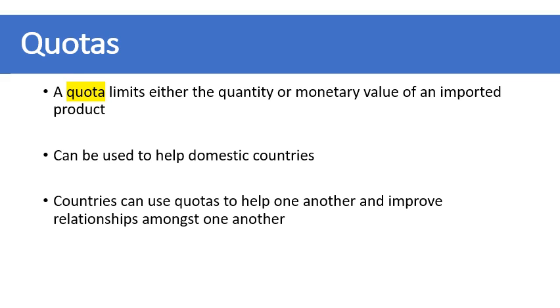So countries can also use quotas to help one another and improve relationships amongst one another. Maybe there are certain industries that a country wants to help domestically. They can make an agreement with one of their major trade partners and say, look, we need to place a quota on this particular item for maybe a year, and that's going to help out our domestic companies in our country. Then the country that is doing the imports may say, well, we'll do that for a year just because we want to keep the relationship good between our two countries. Quotas can be used in that manner as well.